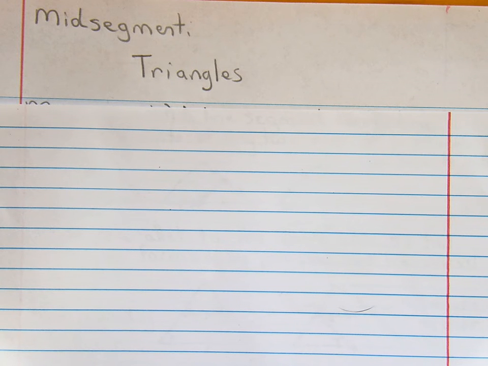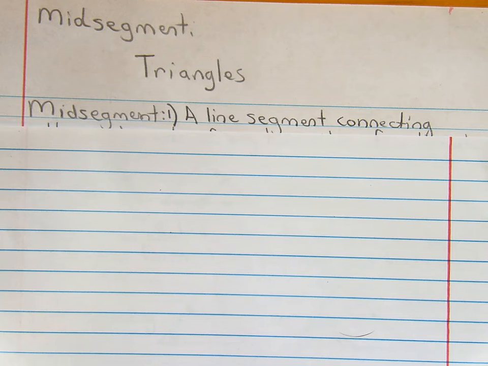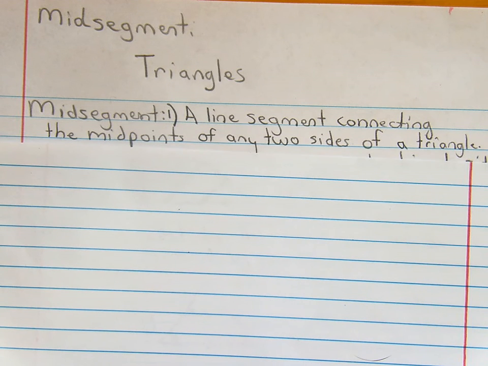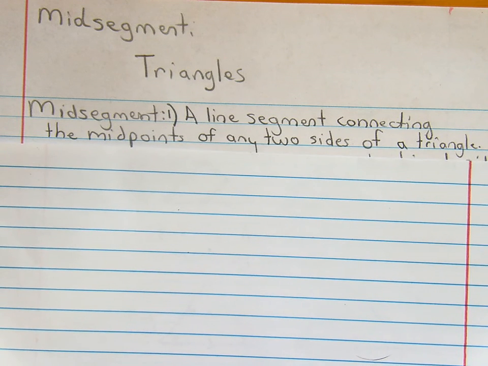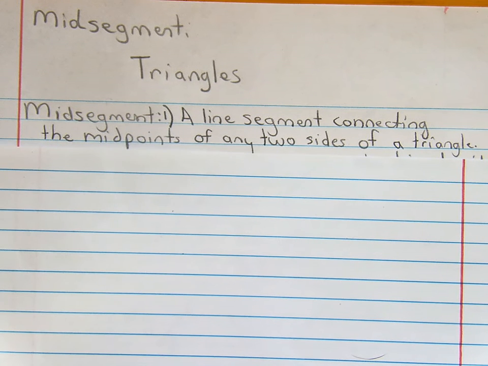All right, so for our notes today is going to be the mid-segment triangles. So when we have a mid-segment, what that is, is a line segment connecting the midpoints of any two sides of, in this situation, a triangle. So later on you can hear about mid-segments of trapezoids, etc., but we're focusing on the triangles right now. So a line segment connecting the midpoints of any two sides of a triangle.